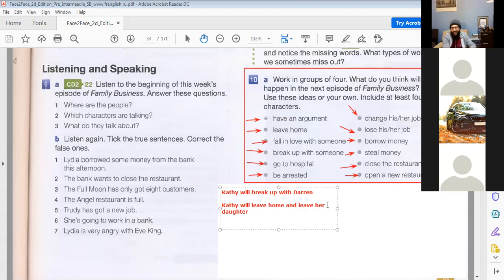Close the restaurant. Which restaurant? The Full Moon? Full Moon. But why will they close it? I think now maybe because they should keep it open because the customers from the Angel, they can't go to the Angel restaurant anymore because of the fire, right?